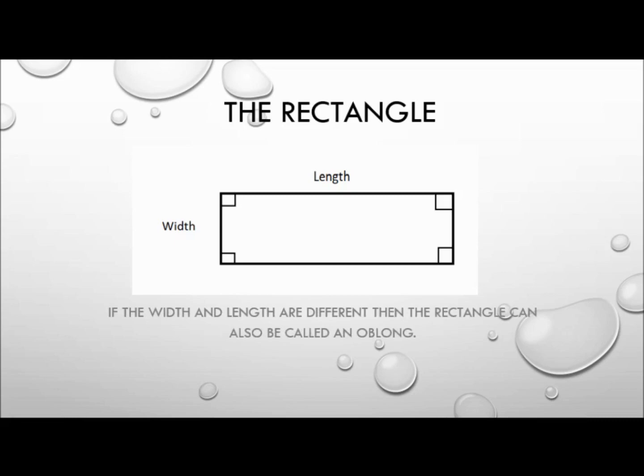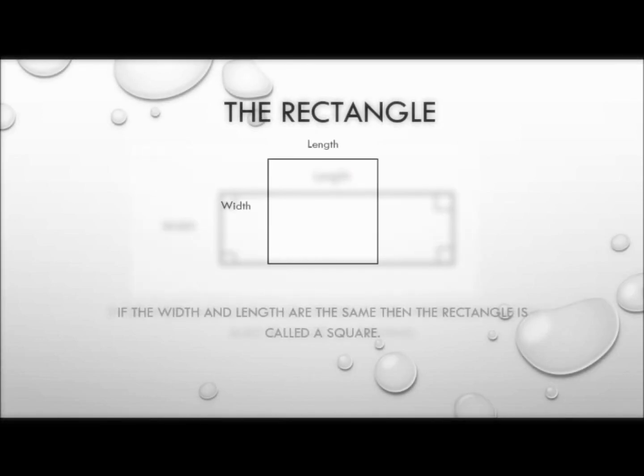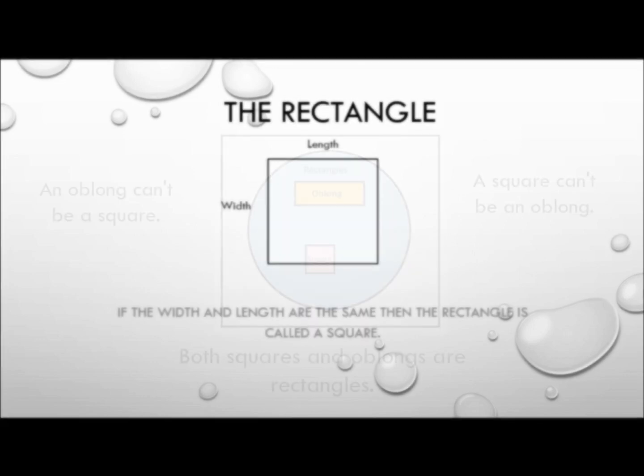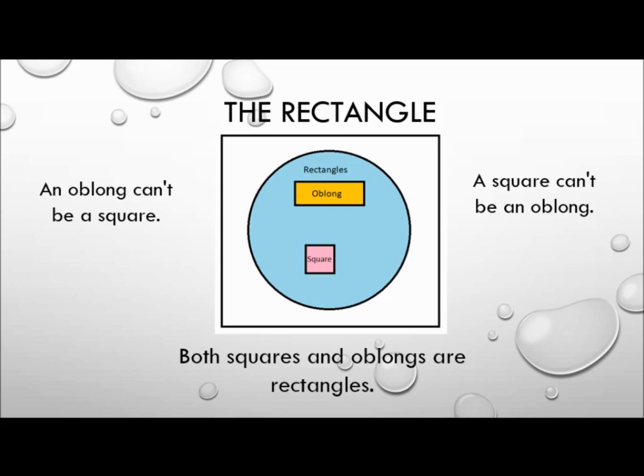If the width and length are different, then the rectangle can also be called an oblong. If the width and length are the same, then the rectangle is also called a square. An oblong cannot be a square, and a square cannot be an oblong, but both squares and oblongs are rectangles.